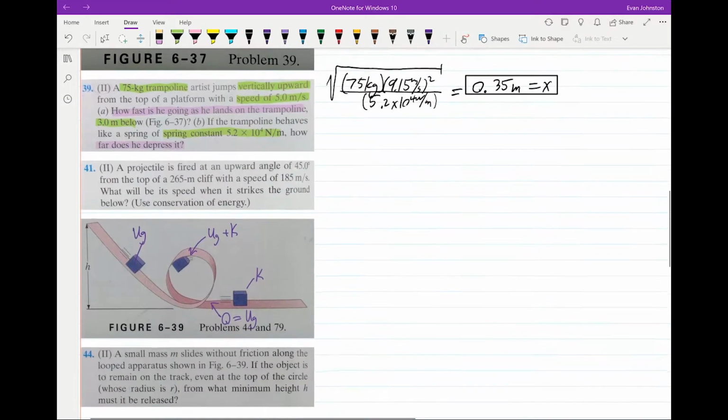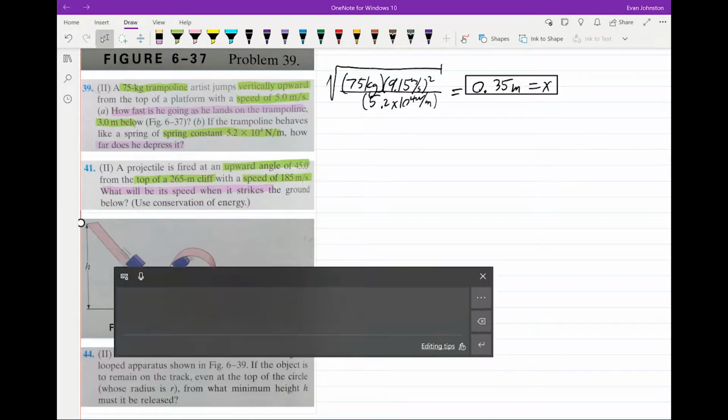Okay, 41. We have some projectile, and the projectile is fired at an angle of 45 degrees upward from the top of a 265 meter cliff, and we're given a speed. What will its speed be when it strikes the ground below? So we just want to know how fast it's going. That's really all we're being asked here.